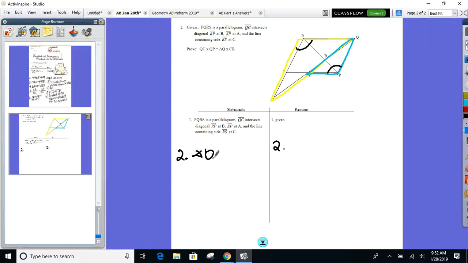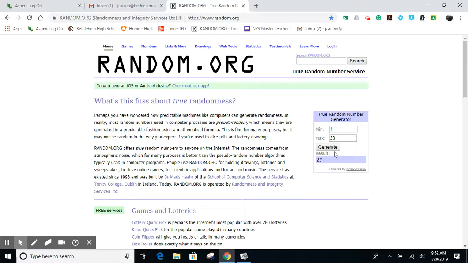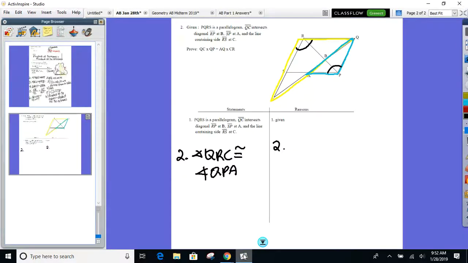So angle QRC congruent to angle QPA. Is that an A there, QPA? Why is that true? Why are those two angles congruent? Let's go, 29, yes, no? Parallelogram implies opposite angles congruent. There's one pair. Nice job, everyone.